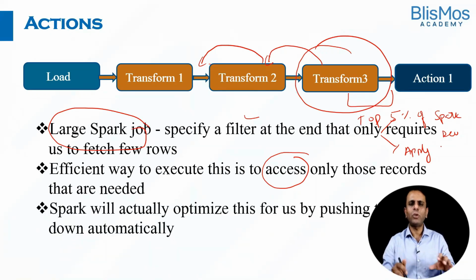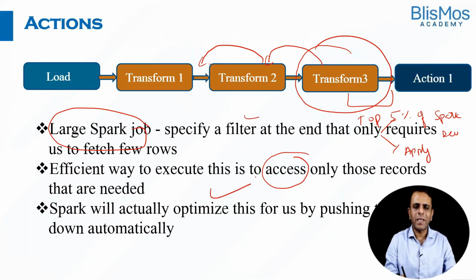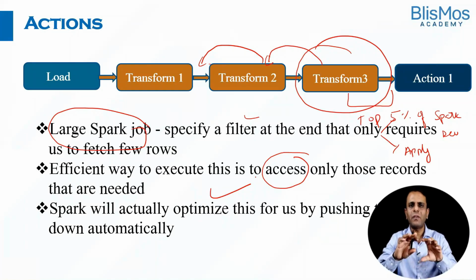What happens is, even though we specify the transformation in whatever way, Spark will optimize this by pushing the filter down automatically. Even though we may vary the sequence of the transformation according to our knowledge, according to different aspects in the project, Spark will push these filters down automatically, so that the number of records on which Spark has to apply the transformation would come down drastically.